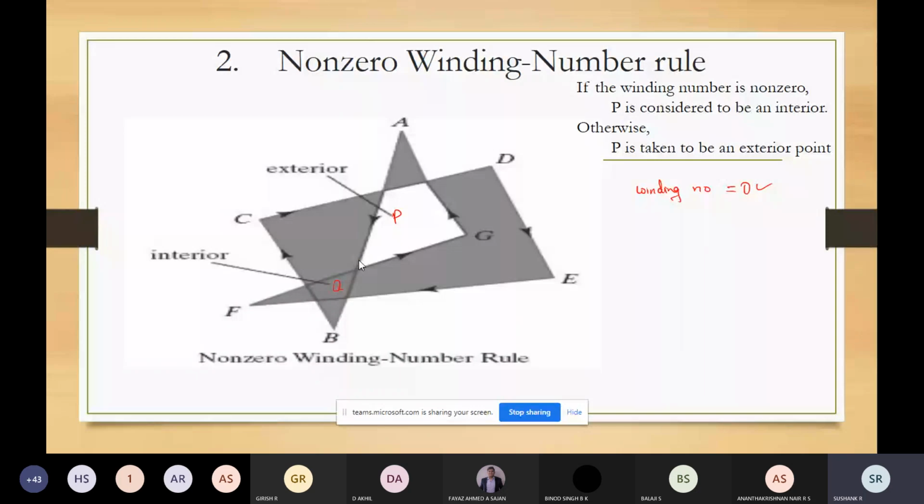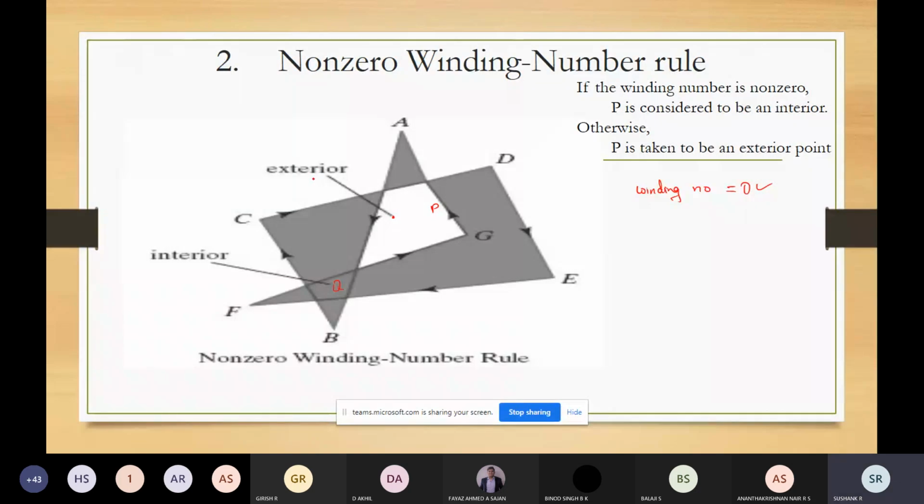The first thing is the winding number, which will be initialized to 0. Here also we are imagining that we are drawing a line from a particular point to a distant point outside the polygon. Care should be taken that the line should not pass through the endpoint coordinate positions. Now we have drawn the point P, and from this point I've drawn a line outside the polygon.